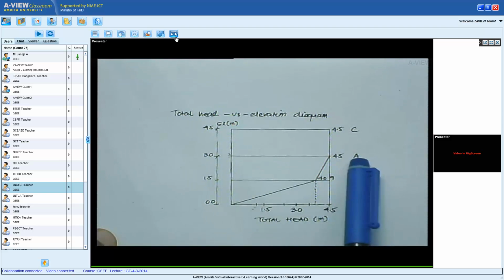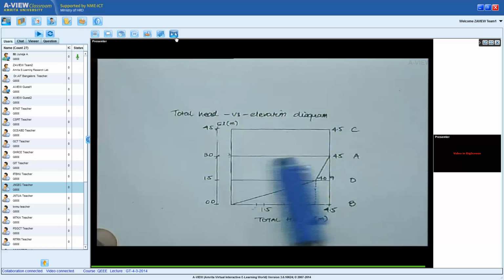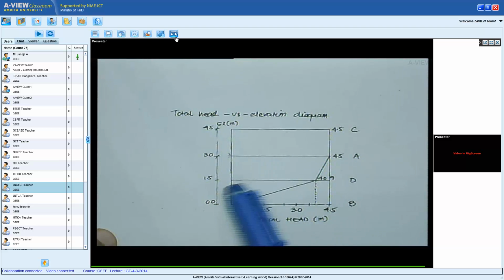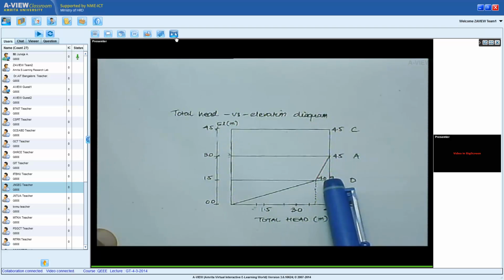So A was the top of the soil layer, D was the bottom of soil layer 1 and top of soil layer 2, so it's the interface of the two soils. B was the bottommost point. So at the top of the soil layer, the total head is 4.5 meter. So I've got a line over there.